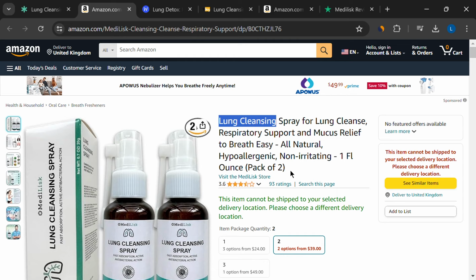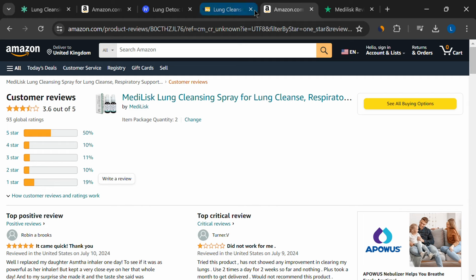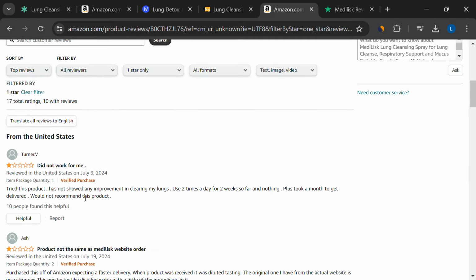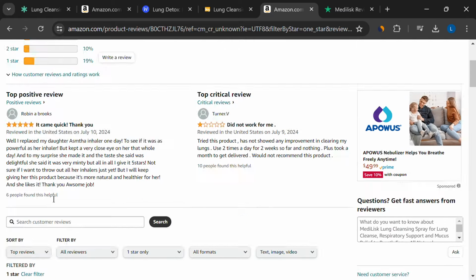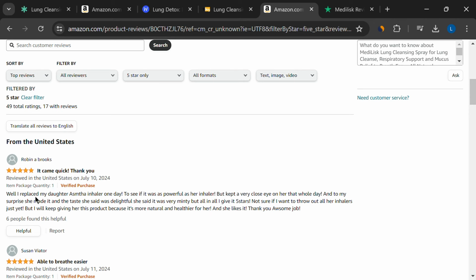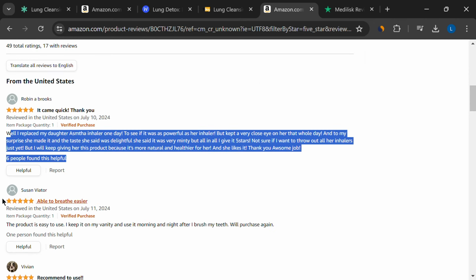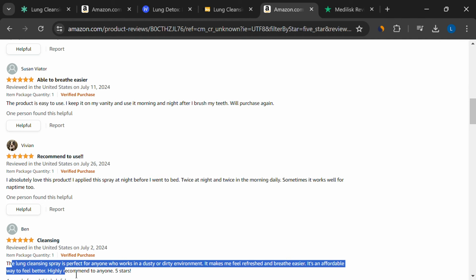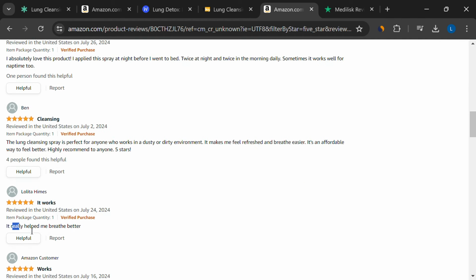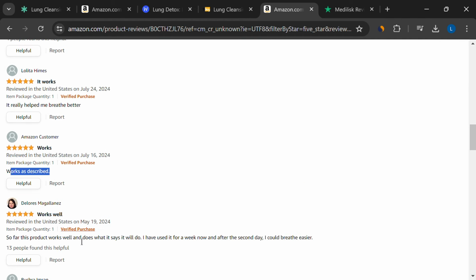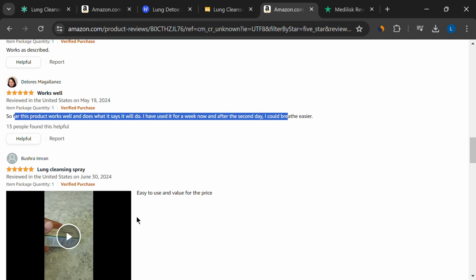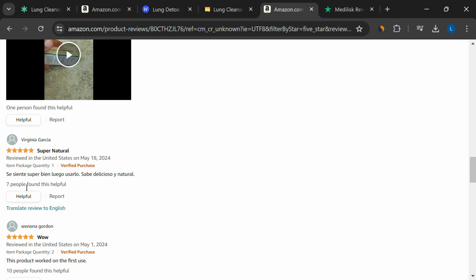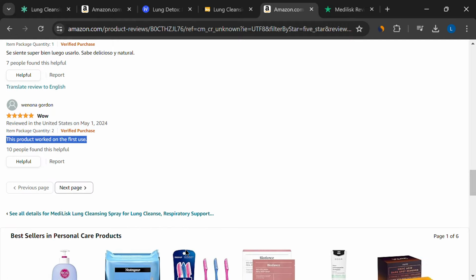Now, let's move on to the reviews. On Amazon, MediLisk Lung Cleansing Spray has a decent rating, indicating that some users have had positive experiences. Many users report that the spray has been effective, especially for those with respiratory conditions. They mention that it's easy to use, has a pleasant taste, and provides quick results. Some users also appreciate the positive sensory experience and refreshing feel of the spray.